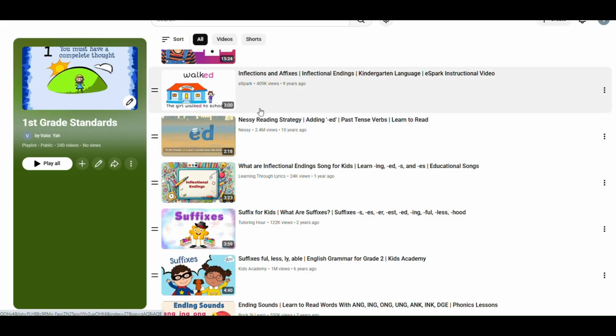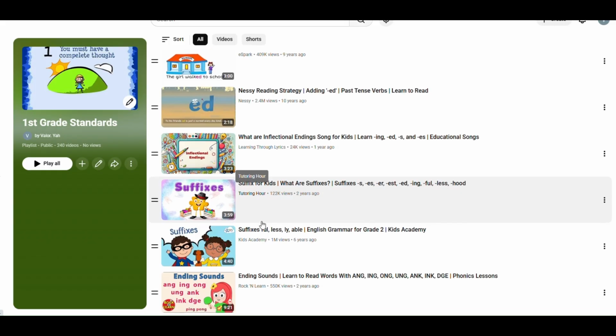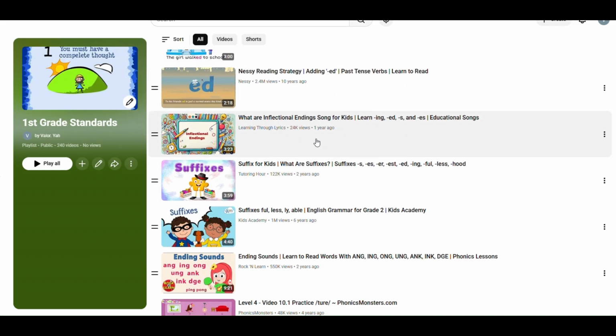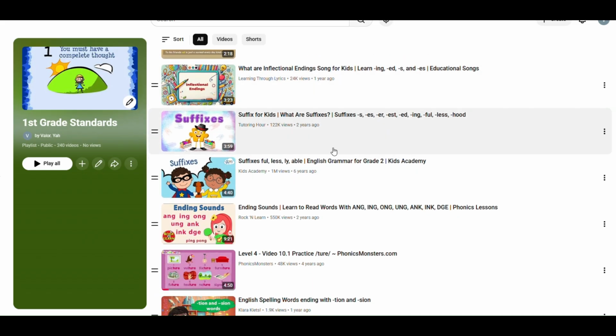We'll watch this playlist later on because we're still trying to hone in on the fact that we need to make sure we are able to write sentences before we further go into first grade. And in terms of this, again, another endings: ing, ed, s, es. These suffixes are so important.